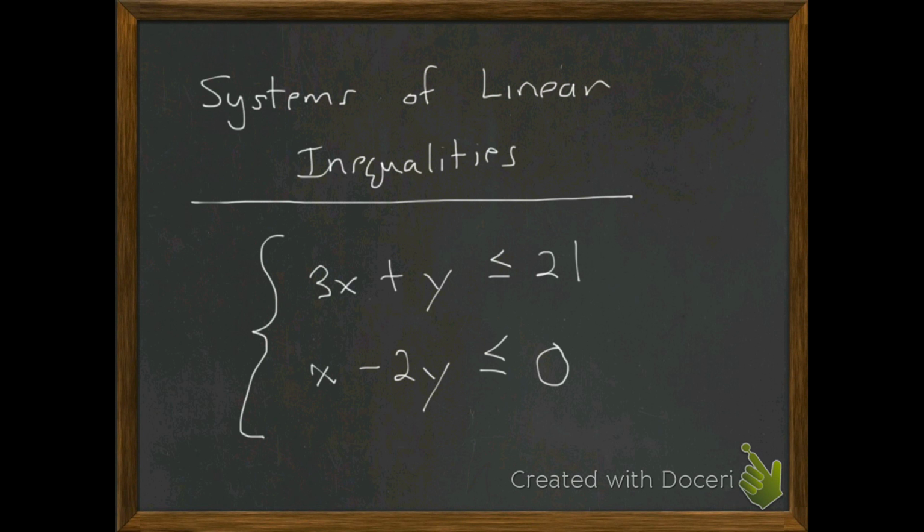Hopefully all. So guys, what we're looking for here is solutions that make both of these a true statement. So the first thing I want to do is convert these into y equals mx plus b form. So the first one is going to be y less than or equal to negative 3x plus 21.